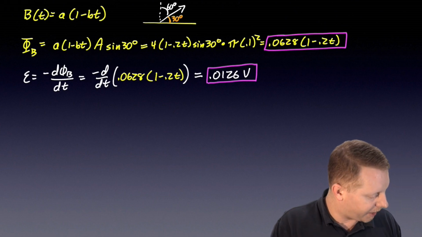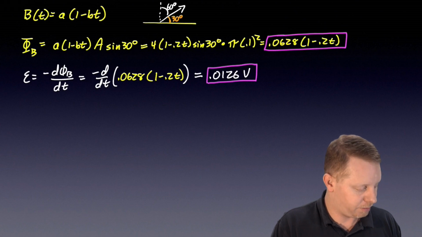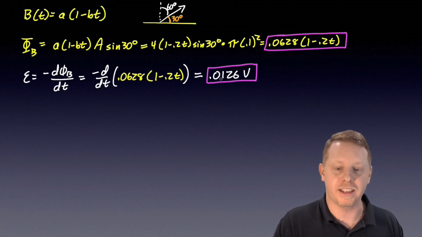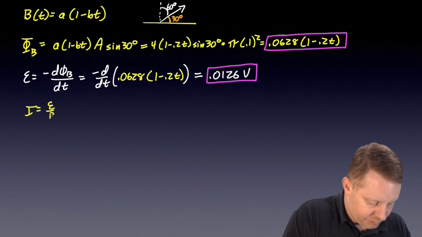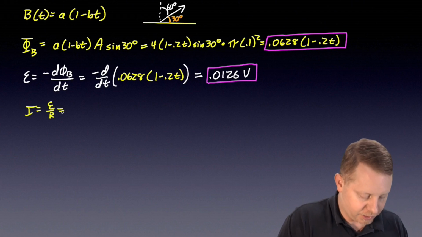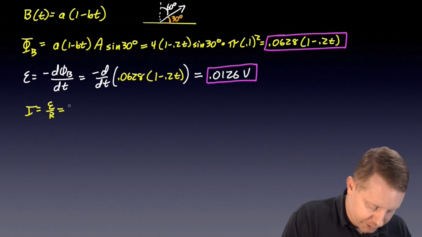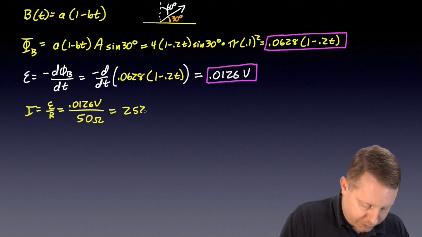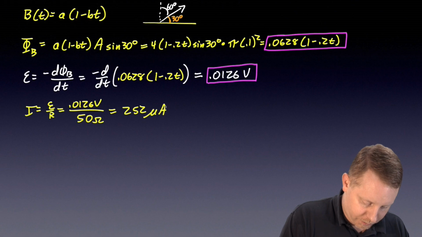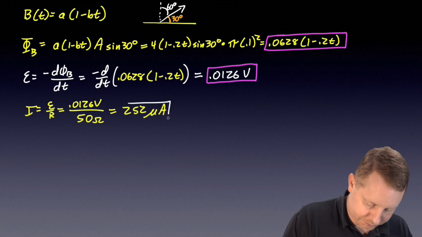Calculate the numerical value of the induced current in the loop. Well, we've got our potential, and it gives us the resistance. We can just use Ohm's law. I equals our potential difference divided by our resistance, which is 0.0126 volts divided by our 50 ohms, where I come up with 252 microamps.